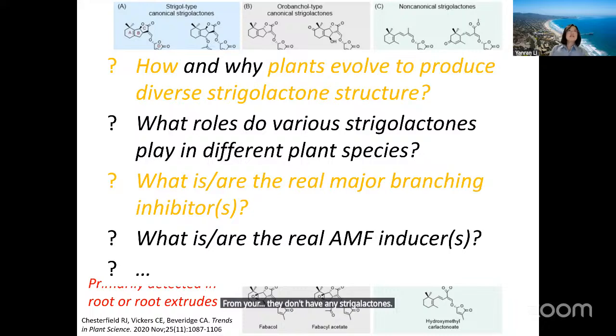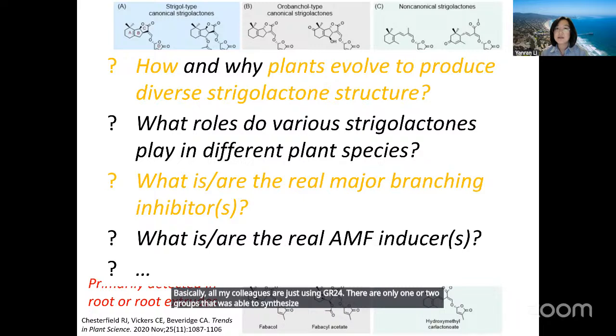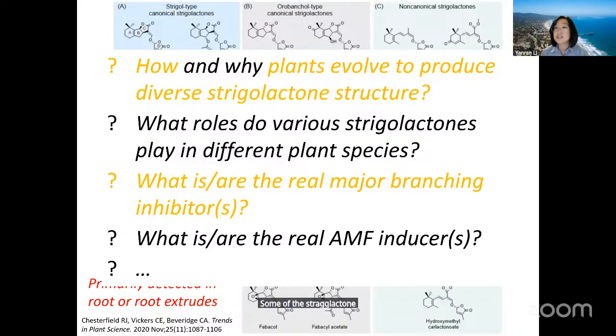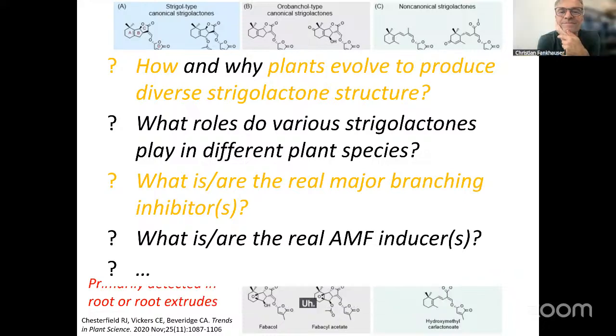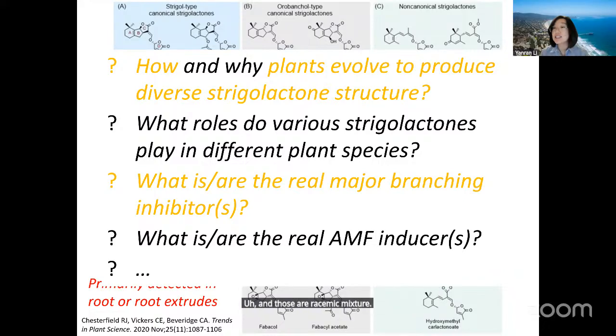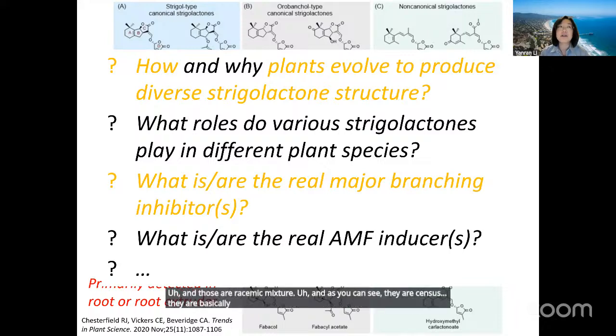So I think right now, when I first started, basically all my colleagues were just using GR24. There were only one or two groups that were able to synthesize some of the strigolactones or isolate them from plants, but in really low amounts. What we did was obtain the 4DO, 5DS, and some other strigolactone standards at a price of $500 for just 1 milligram. And those are racemic mixtures. As you can see, they are basically just chemically synthesized.